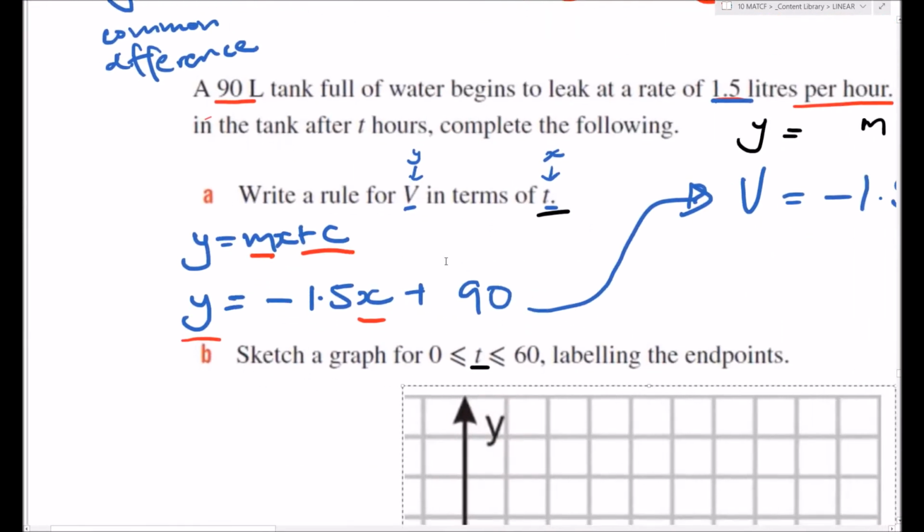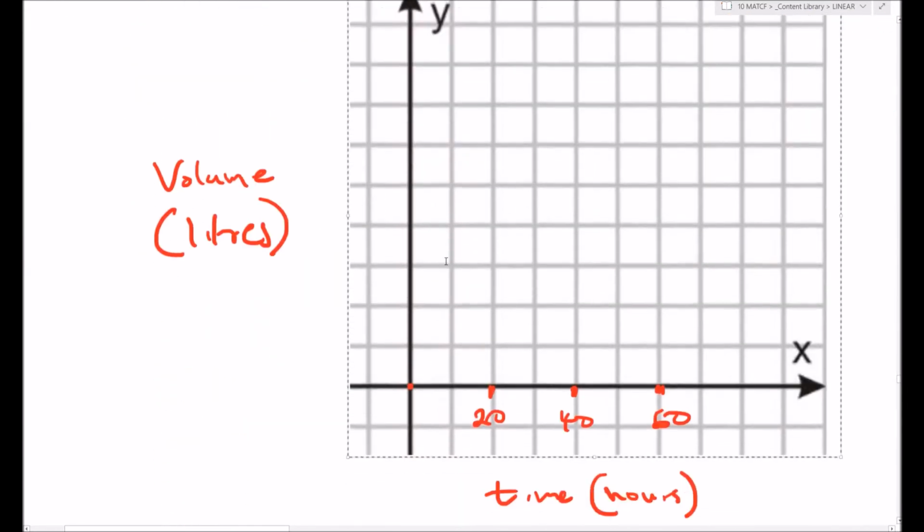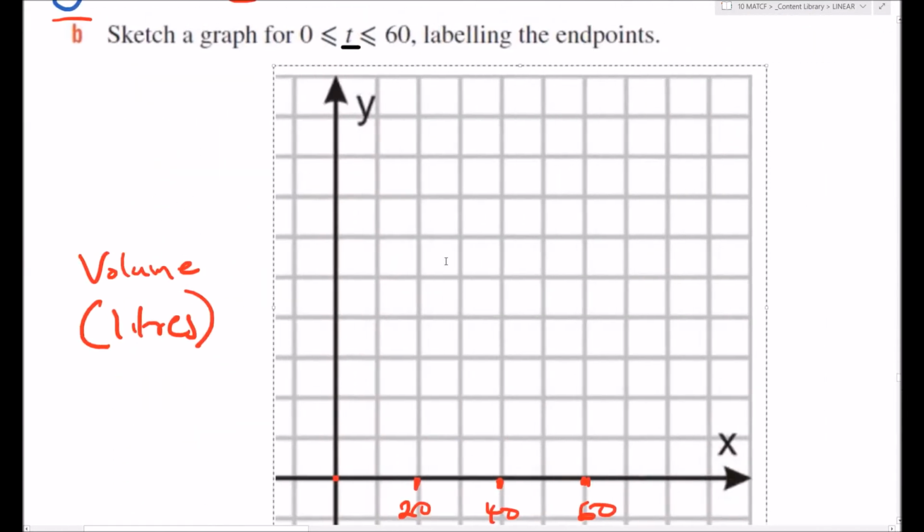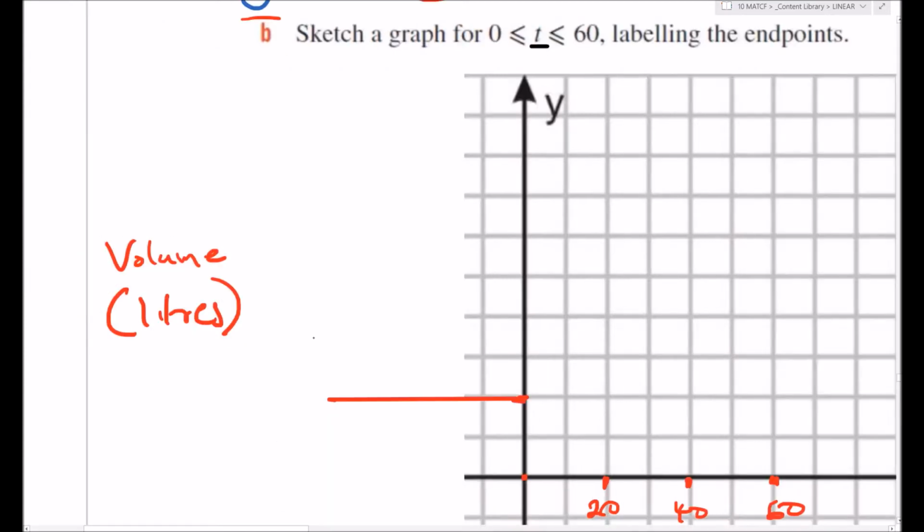So we need to sketch this. Now, in order to sketch this, remember with any graph, you only need to know 2 points. Oh, actually, before I start, I forgot that I also need to put some points in here. So, oops. Oh, sorry, guys.